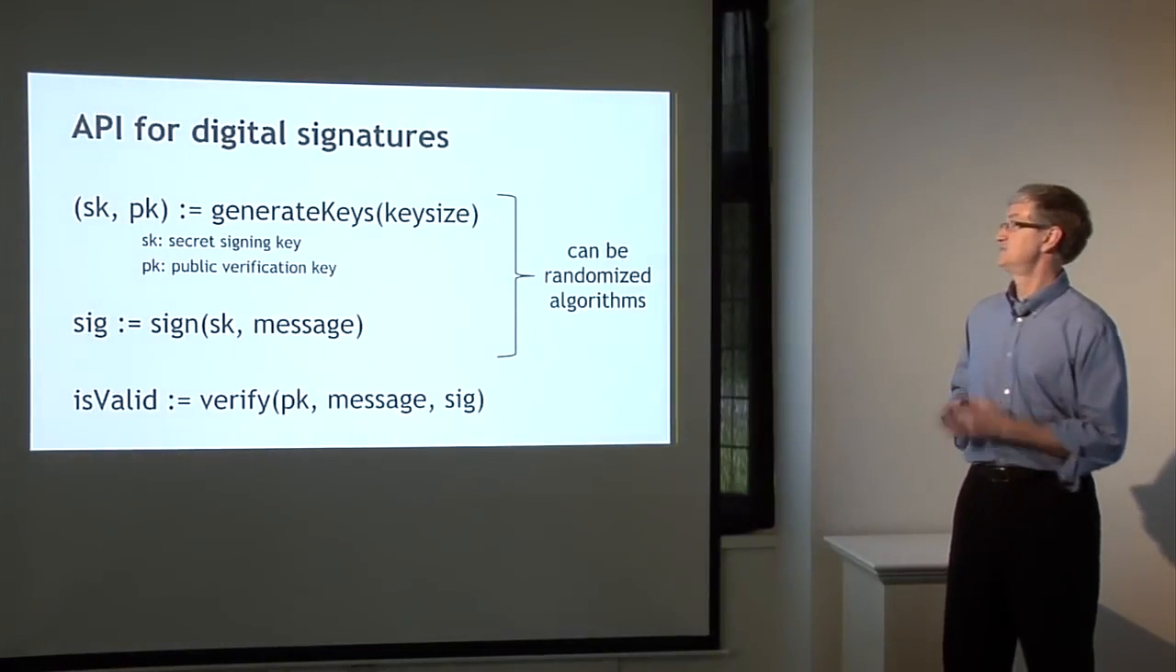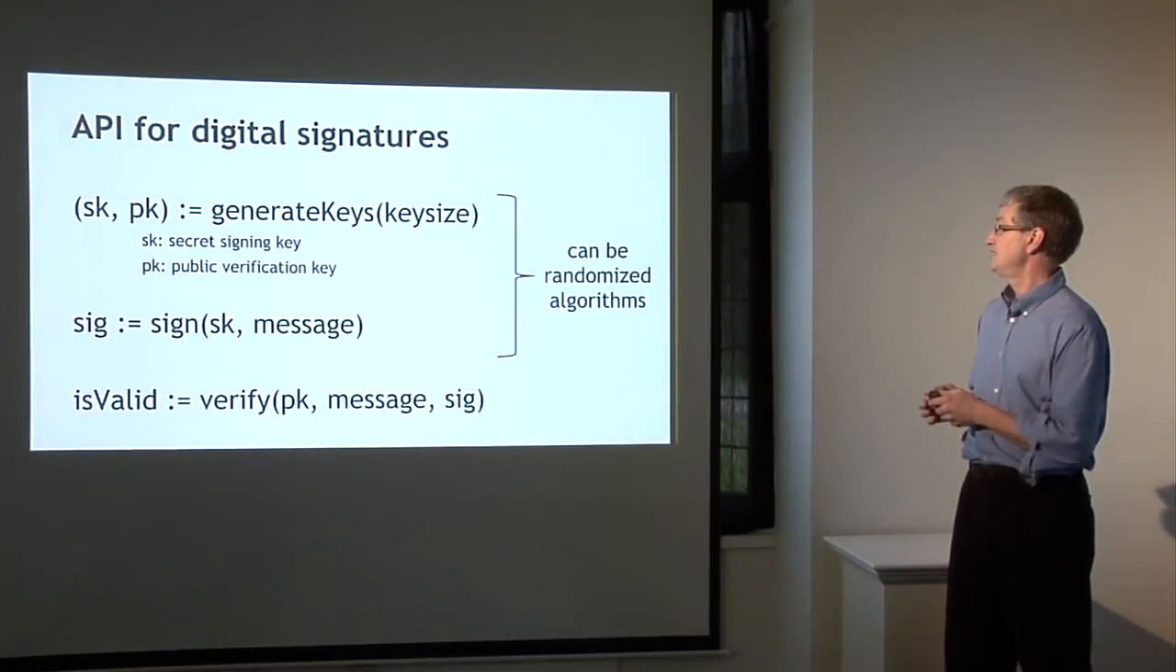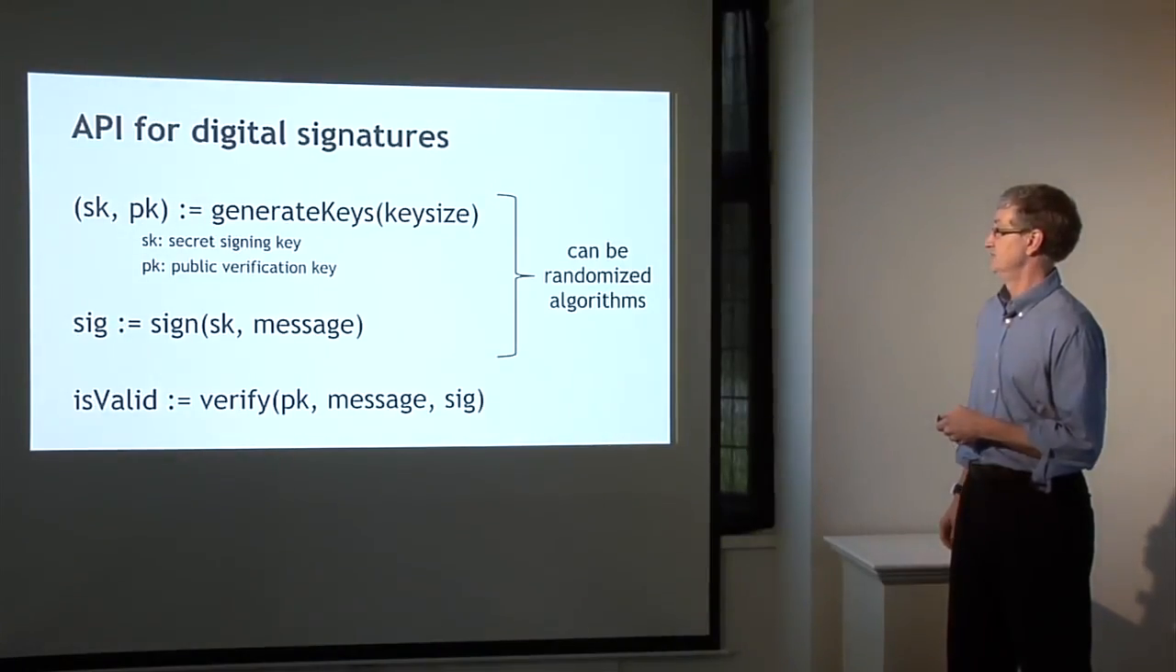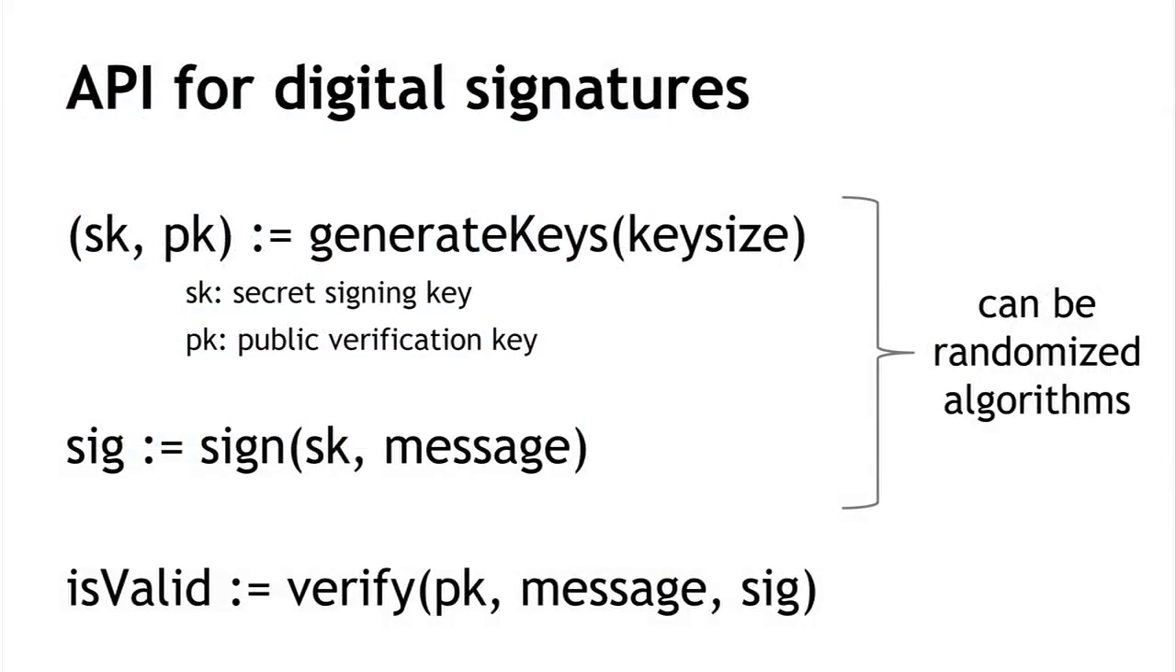Let's get into the nuts and bolts. Here's an API for digital signatures. There are three operations that we need to be able to do. The first is that, in the beginning, we need to be able to generate keys. So we have a generate keys operation, and we tell it a key size: how big in bits should the keys be? This produces two keys, SK and PK. SK is a secret signing key, information you keep secret that you use for making your signature. PK is a public verification key that you give to everybody, and that anybody can use to verify your signature when they see it.